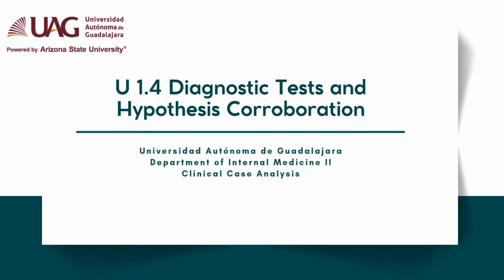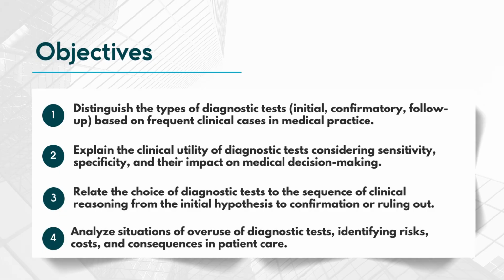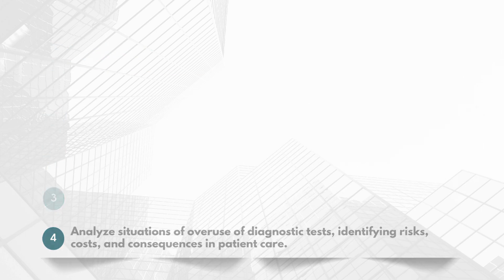Unit 1.4 Diagnostic Tests and Hypothesis Corroboration. The objectives of the class are: distinguish the types of diagnostic tests based on frequent clinical cases in medical practice. Explain the clinical utility of diagnostic tests considering sensitivity, specificity, and their impact on medical decision-making. Relate the choice of diagnostic tests to the sequence of clinical reasoning from the initial hypothesis to confirmation or ruling out. Analyze situations of overuse of diagnostic tests, identifying risks, costs, and consequences in patient care.